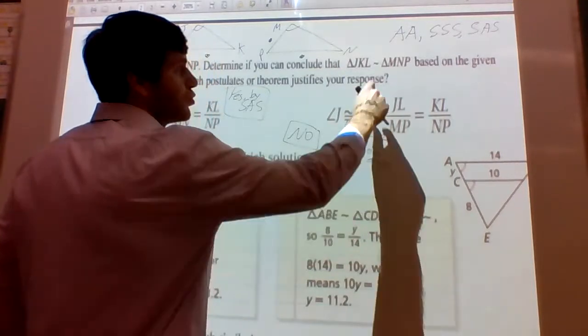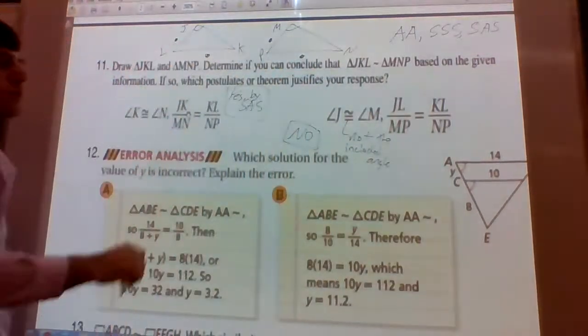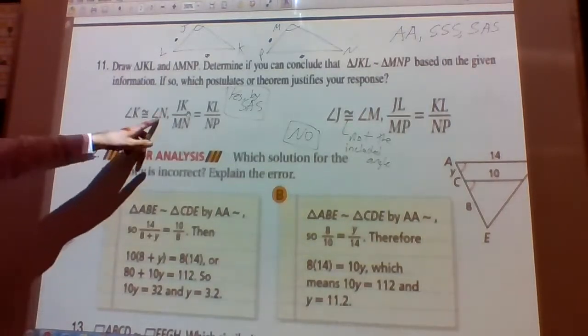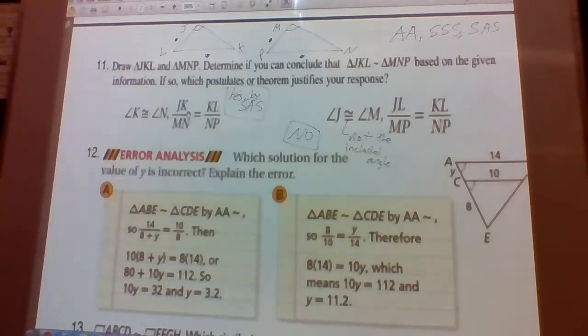Okay, it's got to be between the corresponding sides that are proportional. The sides that are proportional. All right, this one was between the two sides. Okay, number 12.